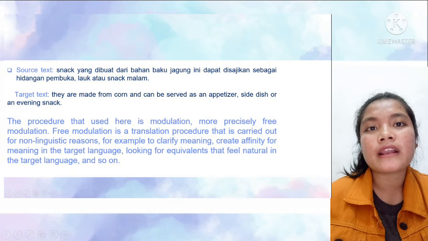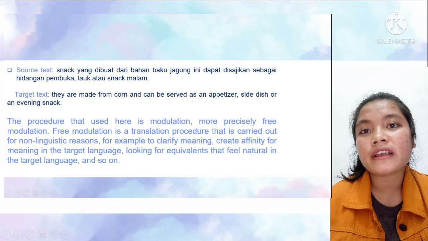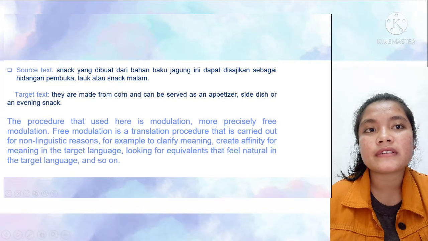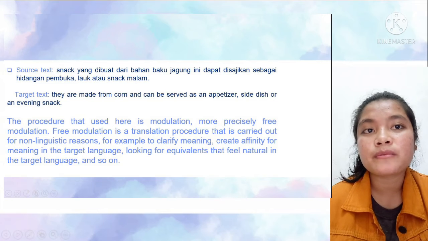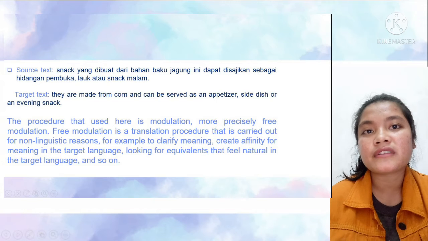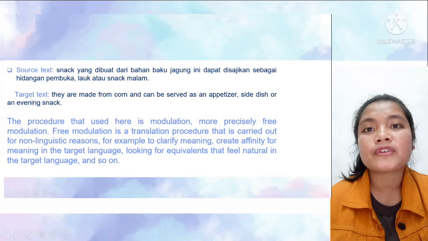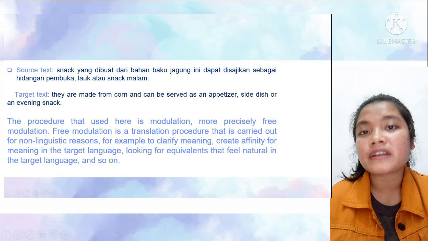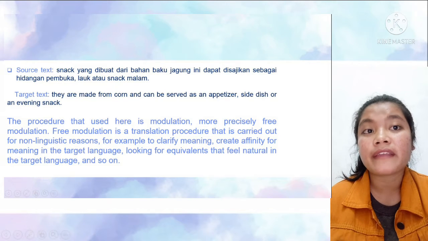The next sentence from the source text, "snack yang dibuat dari bahan baku jagung ini dapat disajikan sebagai hidangan pembuka, lauk, atau snack malam", and the target language is "they are made from corn and can be served as an appetizer, side dish, or an evening snack." So here, the procedure used is modulation, more precisely free modulation. What is free modulation? Free modulation is a translation procedure that is carried out for non-linguistic reasons, for example, to clarify meaning, create affinity, or looking for equivalents that feel natural in the target language, and so on.